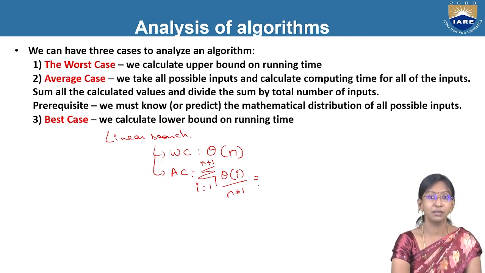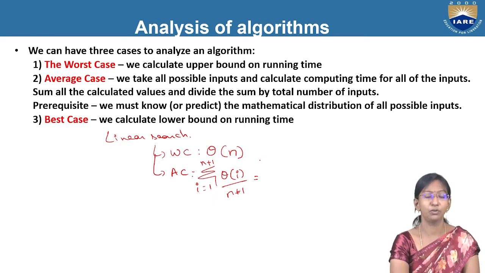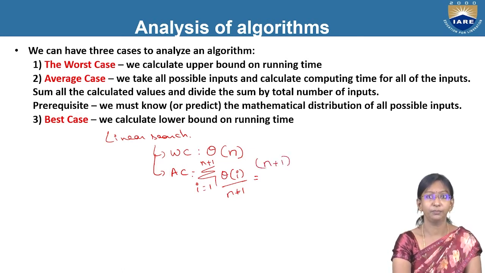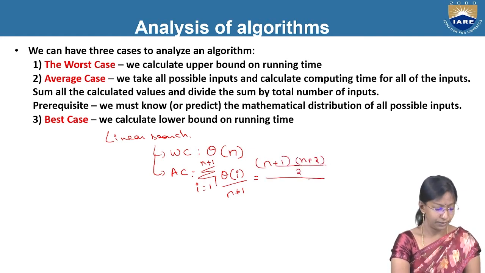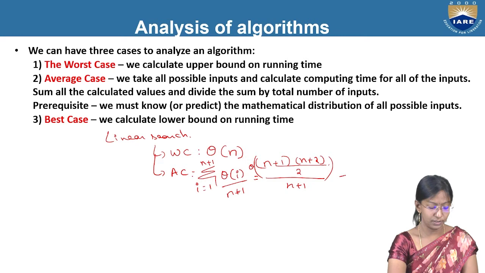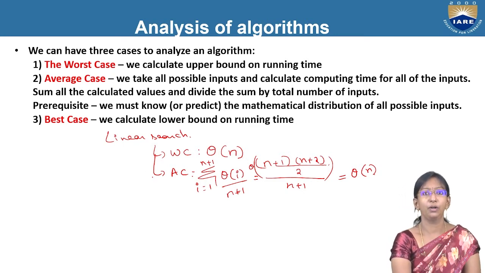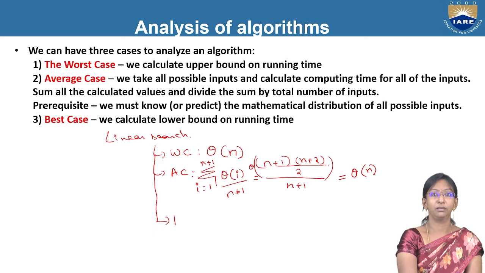Then what is the result of this one? So sum of first n natural numbers. I hope you know the formula: n into n plus 1 by 2. So this will be n plus 2 by 2 by n plus 1. Okay, so this is nothing but theta of n. The complexity is the same, right? So theta of n.